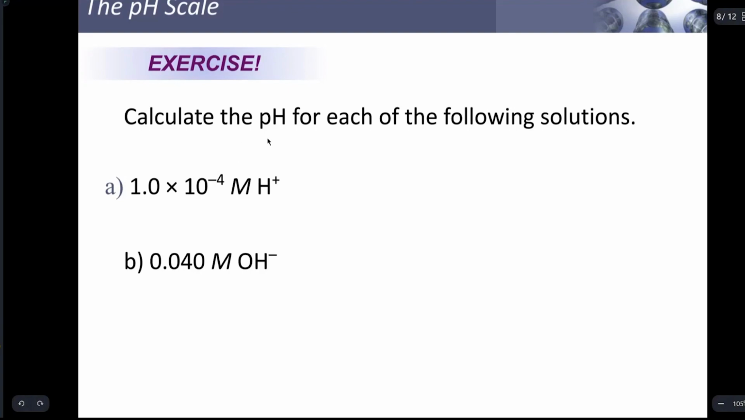Okay, so in this exercise, they ask us to get the pH value for each of the following solutions. In A, we are given the H plus concentration, making our job easy. And by using the formula pH is equal to negative log of H plus, you'll find that the pH is equal to 4. But say, for example, we wanted to find the pOH as well. We could just subtract 4 from 14, and we would get that the pOH is 10.